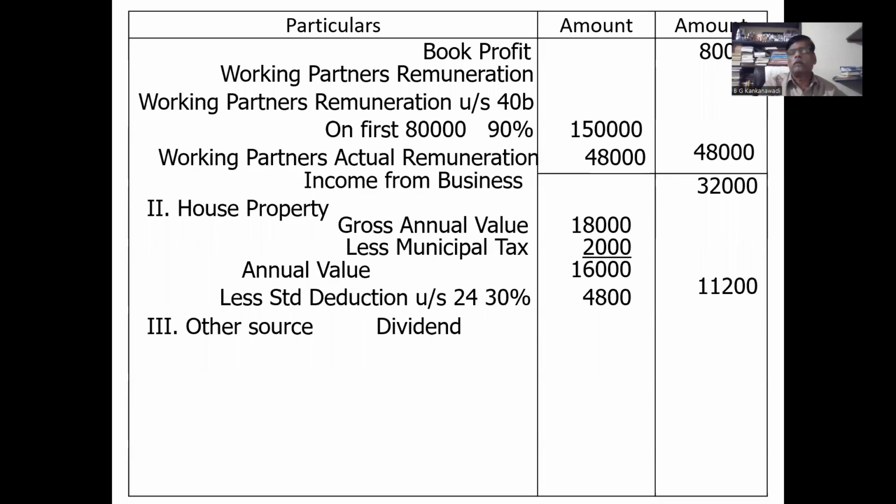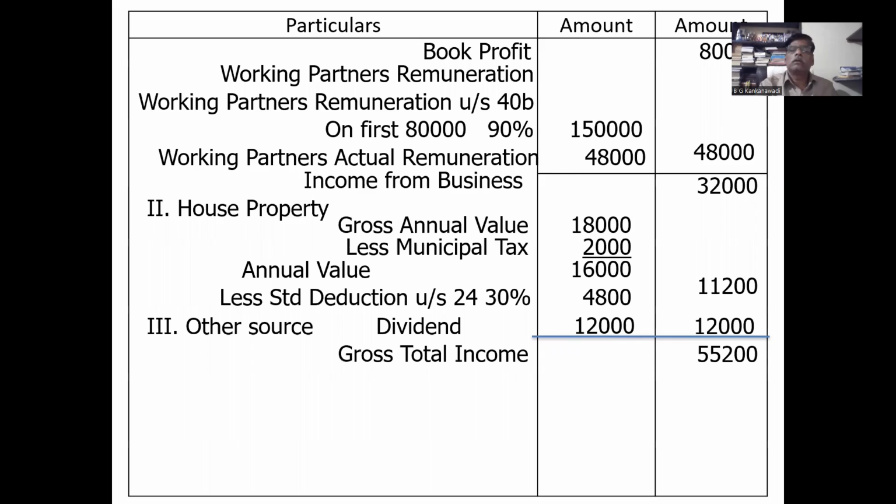Next that is income from other source. That is the only one, that is the dividend from Indian company, 12,000. This is the only one item in the other source. So three heads are there: business, house property, other source. Now you take the total of three heads. Total of three heads is 55,200. This is called gross total income.